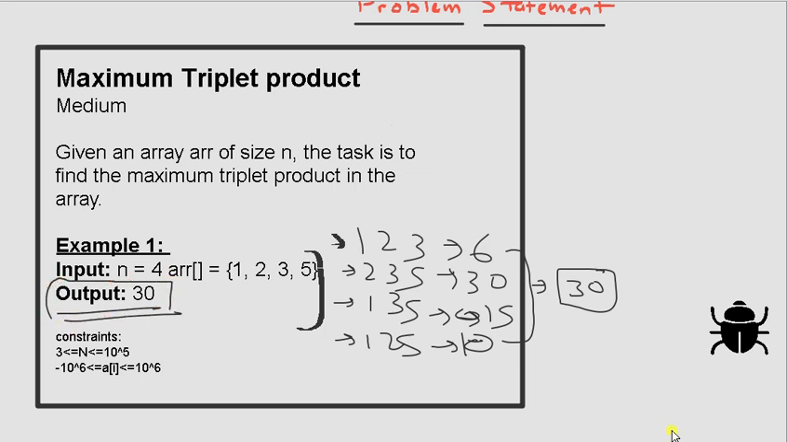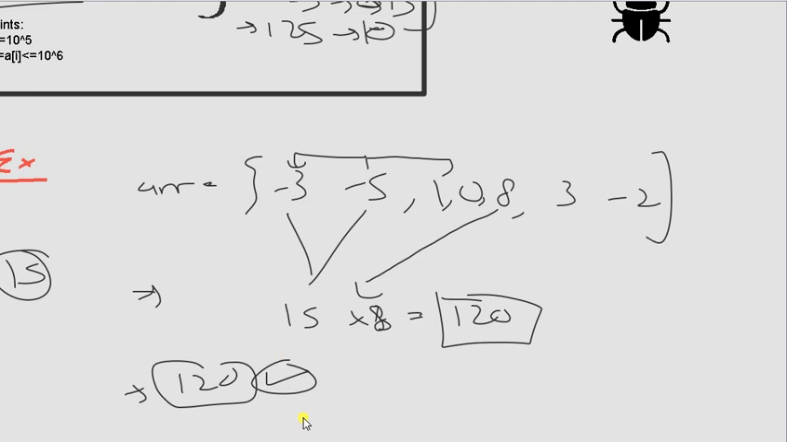Let me take one more example. If I have an array like this, in this array I have elements like minus 3, minus 5, 1, 0, 8, 3 and minus 2, and if I multiply this minus 3 and minus 5, then I will get 15, and if I multiply this 15 with 8, this is going to give me 120, so 120 is going to be my output.